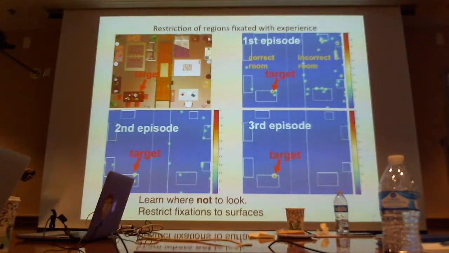So again, these are bird's eye views, and the target is here. This is the first time you search for this target. Lots and lots of fixations in the incorrect room. Here, you find it pretty quickly. The second time, you go into the incorrect room again, but with many fewer fixations, and you see that they're restricted to these surfaces. And then by the third episode, you just go straight to the target, okay?